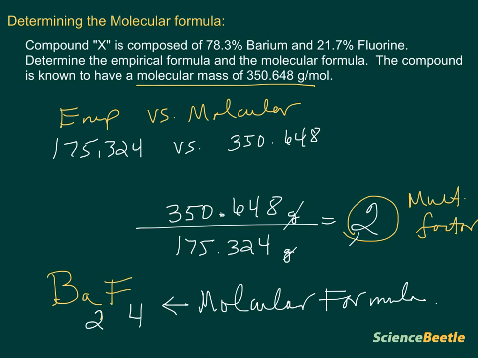Again, in short, what we did here is we took the molecular mass and divided it by the empirical mass, which we got from the empirical formula. The ratio we got, the multiplication factor, we used to multiply the subscripts in the empirical formula, giving us the molecular formula, which we've got here at the bottom.